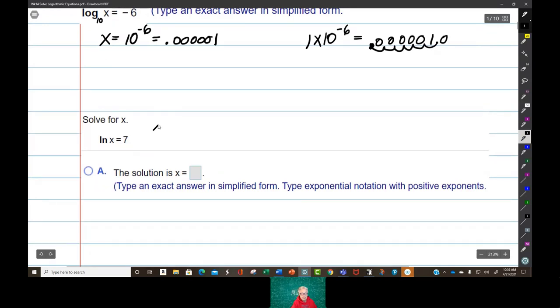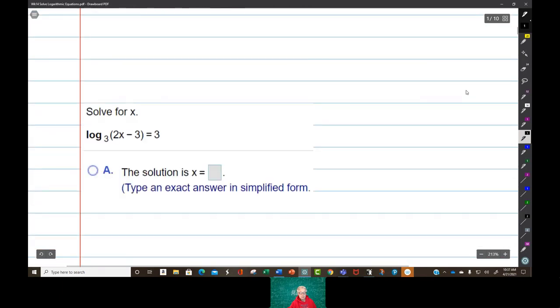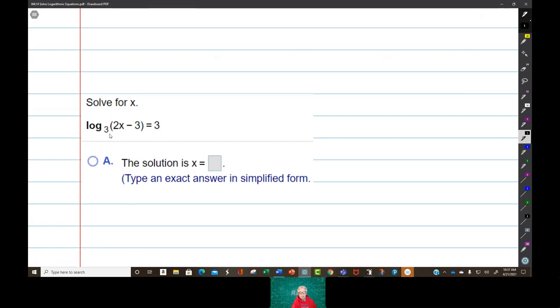Here we have the ln of x. The natural log of x equals 7. To get the answer right, first you've got to translate this into what it really is. Ln is log base e. So this is log base e of x equals 7. So now we can do the problem. X equals the number e raised to the 7th power. And that's your answer, e to the 7th. Okay, so we're starting off with some very basic problems here. But now they're getting a tad more difficult.